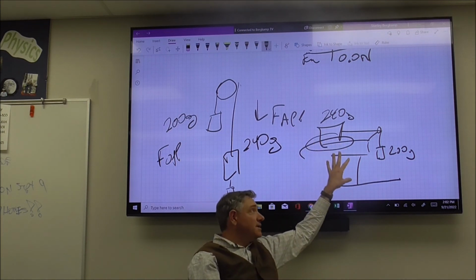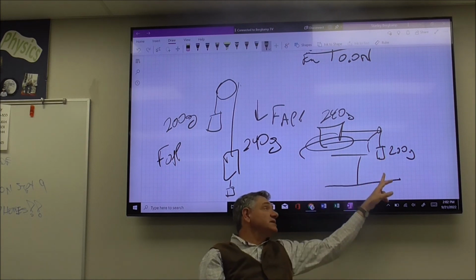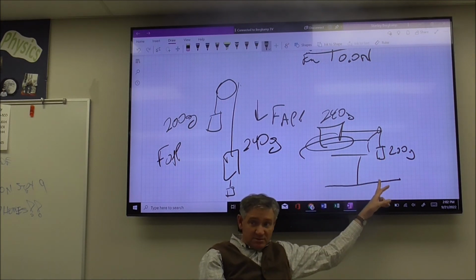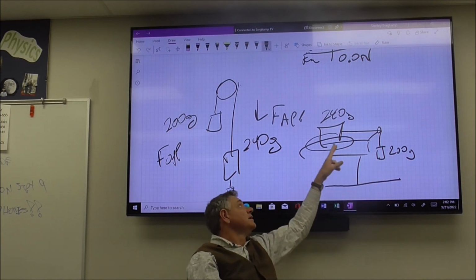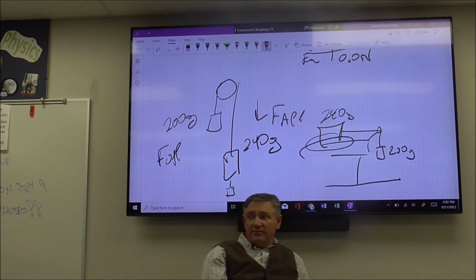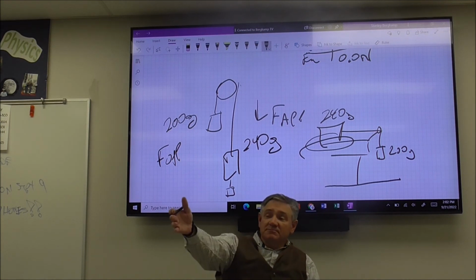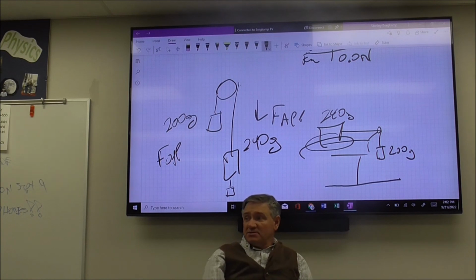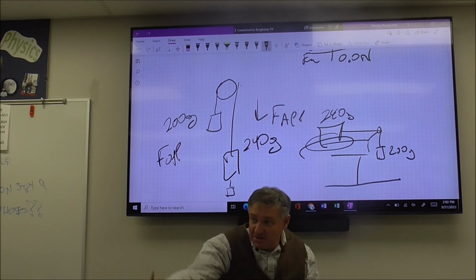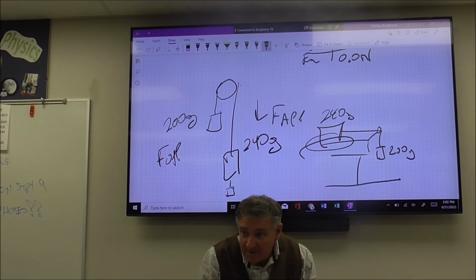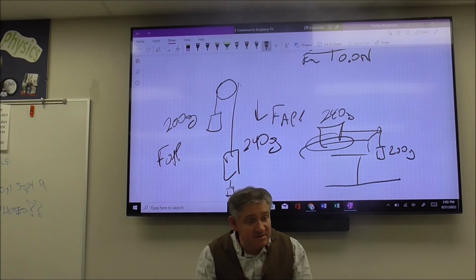So, now think about this. If this thing is pulling down, still with the force of 1.96 newtons, that's still my applied force. Now, what's different? Do you have an opposing force? Now I have an opposing force. Same applied force, now I have an opposing force. What's that going to do to my net force? Decrease it. Make it smaller, so what's going to happen to your acceleration?